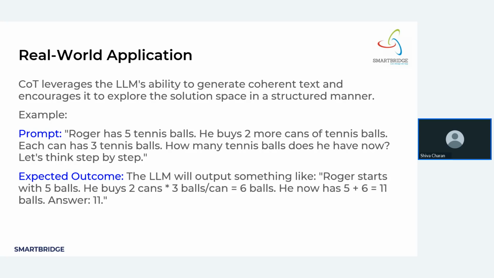Roger starts with 5 balls. He buys 2 cans, each can containing 3 balls. So it will be 6 balls extra added. So he's now having 5 plus 6, it's 11 balls. So that is one way of a chain of thought prompting example.